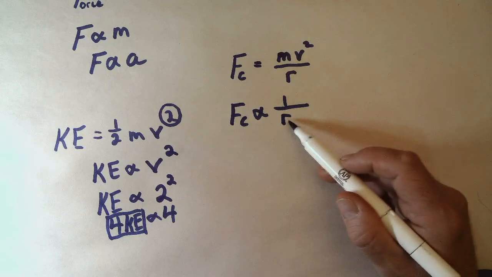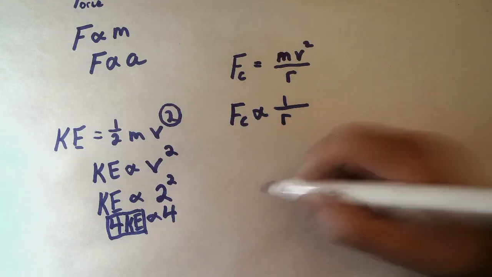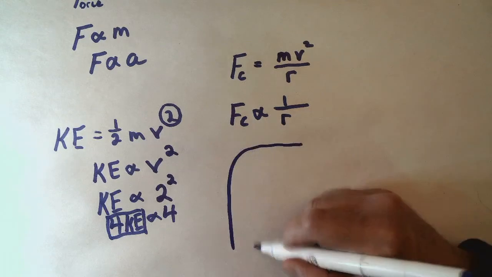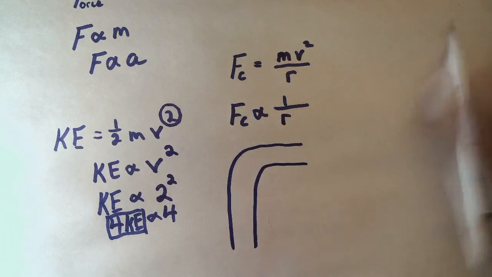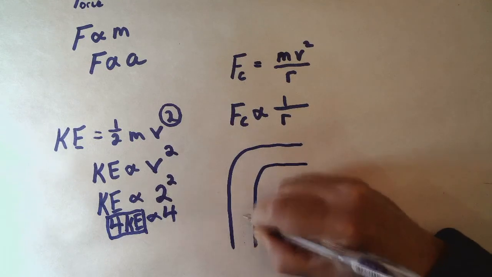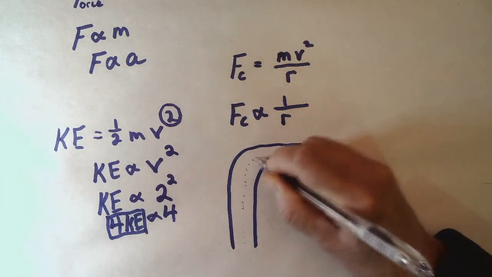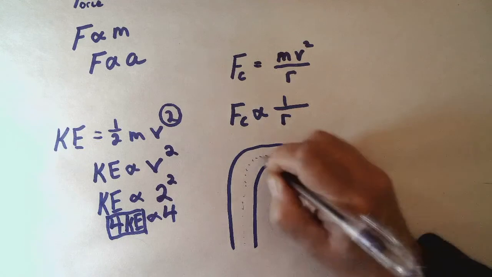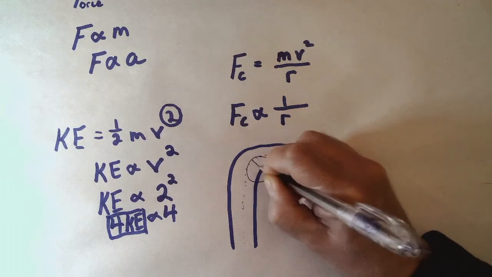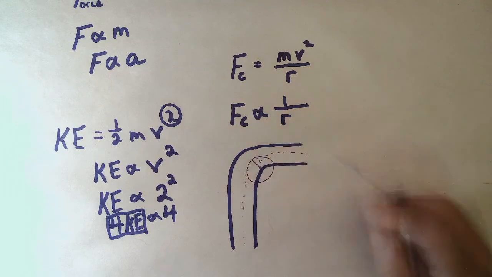As the radius gets bigger, the force on you gets less. Let me explain what I mean. If you're going around this turn, this is just a single lane, and this is how you're going. You're staying in the middle of the lane going around that turn. Let's just draw a circle and take an idea of what the radius of that circle is.